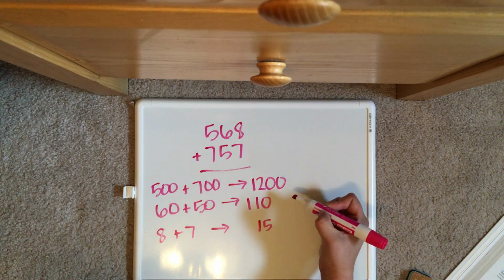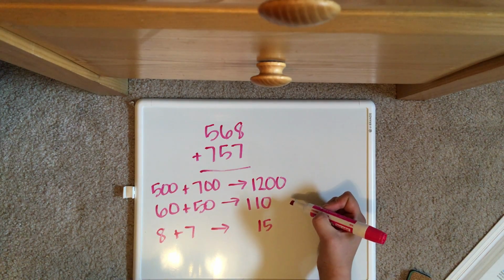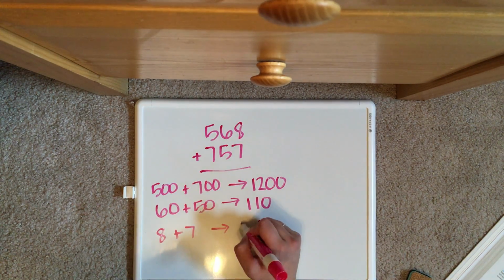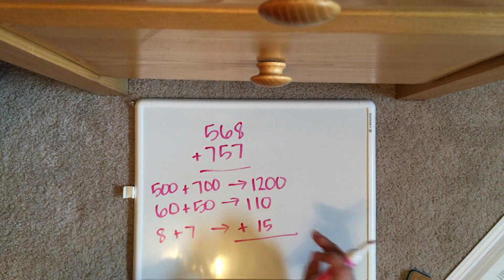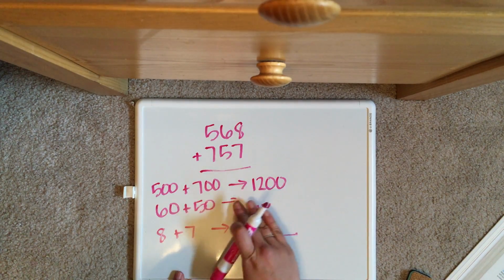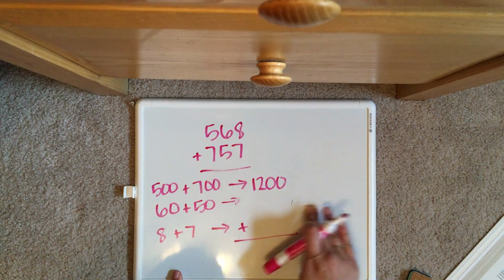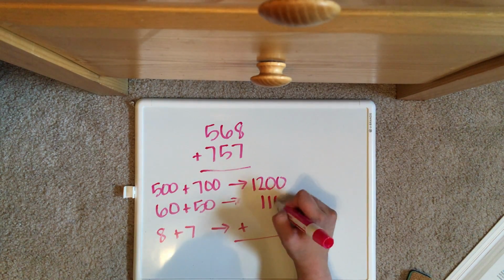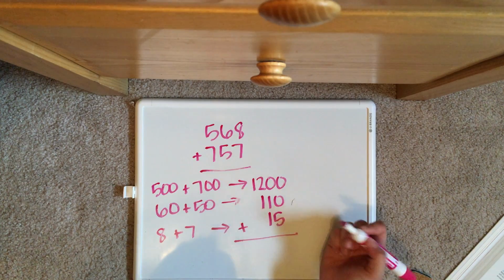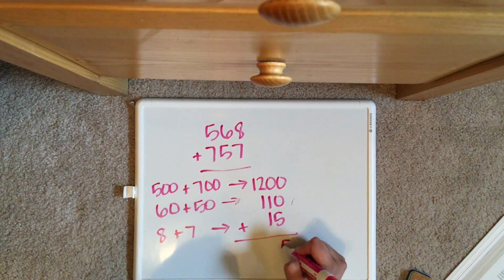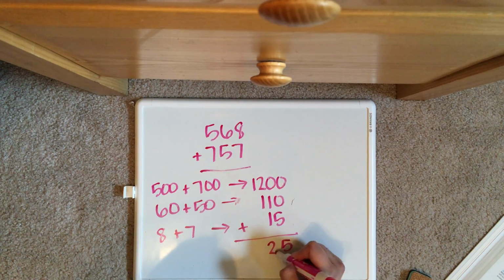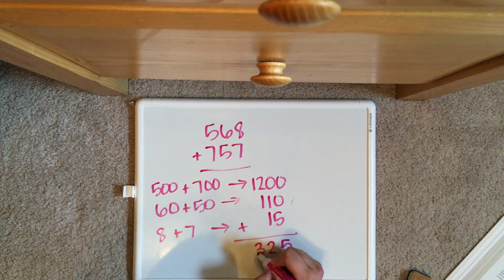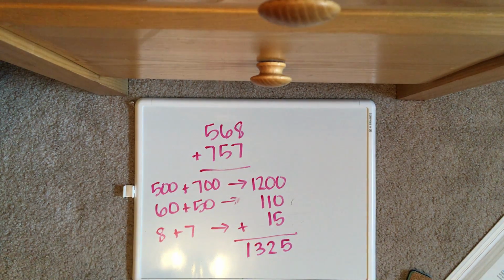So then, to get our answer, we are going to take the answers that we got from the hundreds, the tens, and the ones, and we are going to add all of those up. We're going to line them up a bit better. So we'll have 5, 2, 3, and 1. So that would give us 1,325 for our answer.